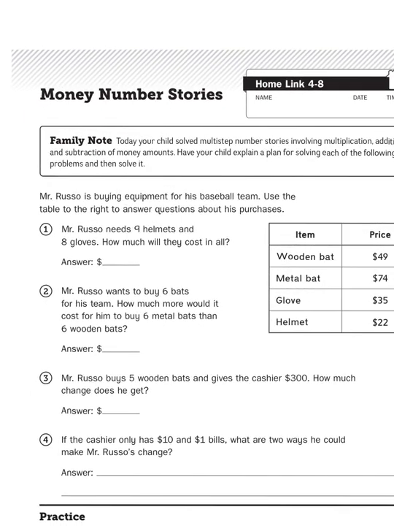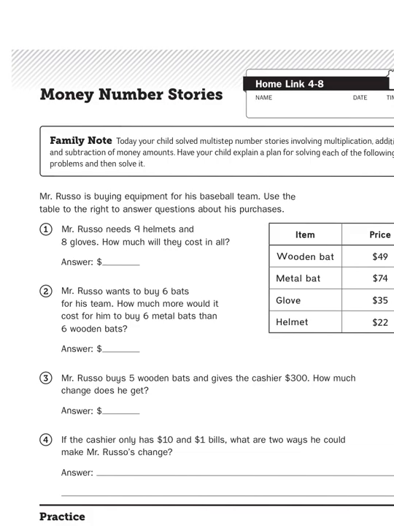And then it says Mr. Russo is buying equipment for his baseball team. Use the table to the right to answer questions about his purchases. Mr. Russo needs 9 helmets and 8 gloves. How much will they cost in all?